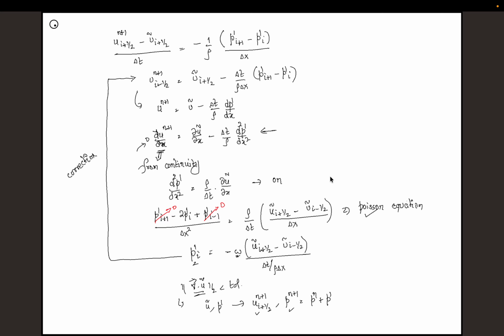So I'll be having the velocity u n plus 1 and p n plus 1 for the next time step. And this I have to march in time, just like what we did in the parabolic equations, using an explicit or Crank-Nicolson, whatever scheme we are using. Depending on that, you march in time. This is how we approach the MAC algorithm.